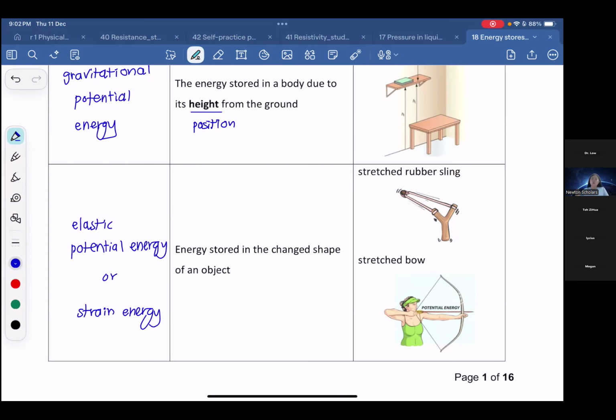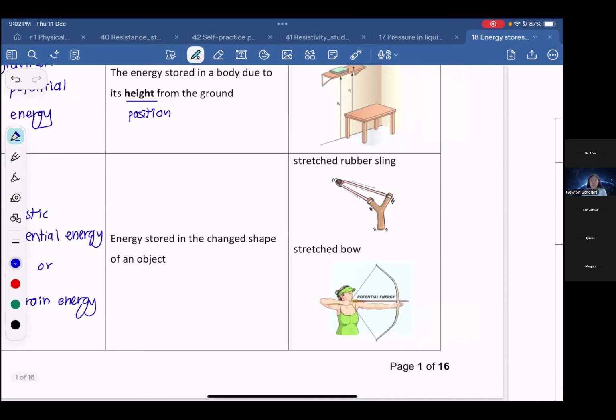Then a spring also has elastic potential energy. When you compress or stretch it, the spring tries to go back. Okay, until here, is that clear? Can we go to your page number 2? Wei Tong okay, Crystal okay, Megan okay.